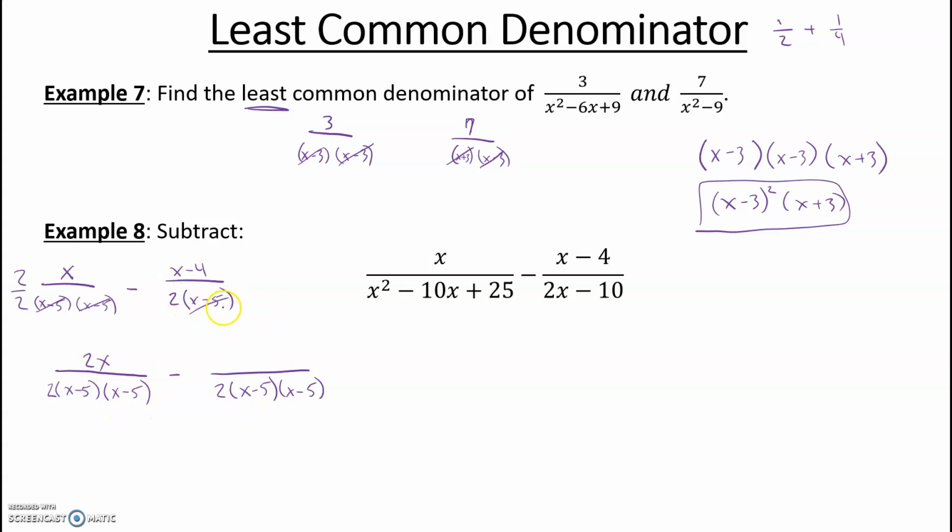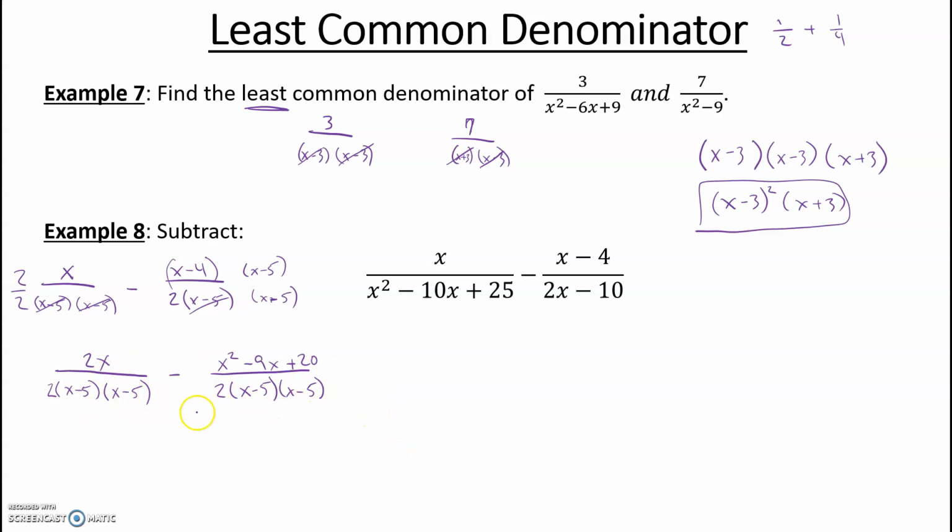Here we have a 2, we have an x minus 5. We just need that other x minus 5. So we're going to multiply top and bottom by x minus 5. And then this is going to be a FOIL. x times x is x squared. x times -5 is -5x. -4 times x is -4x. -5x, -4x makes -9x. And then -4 times -5 is positive 20.